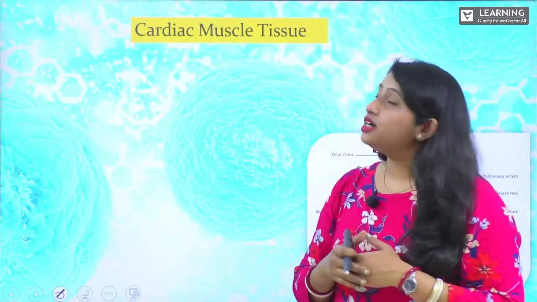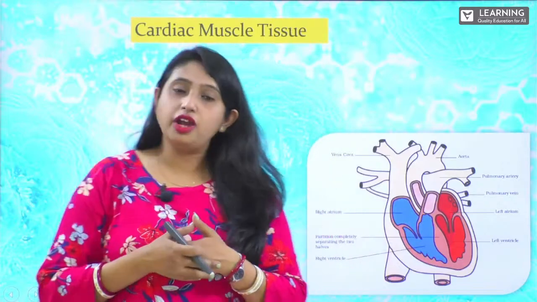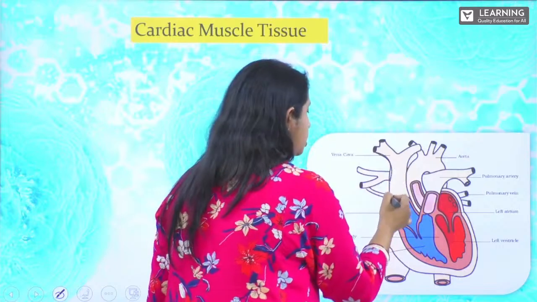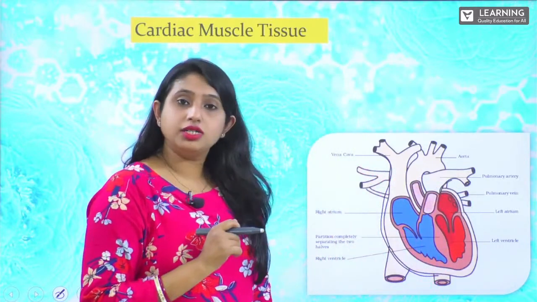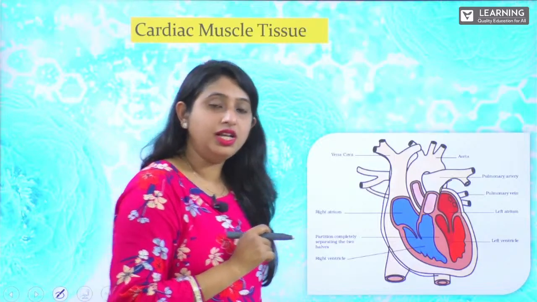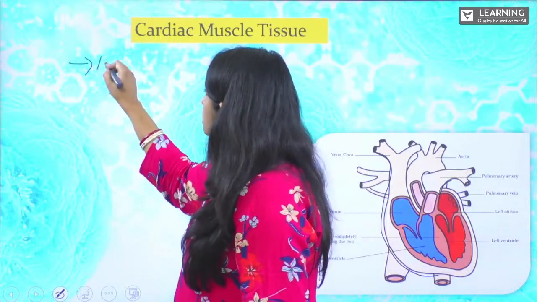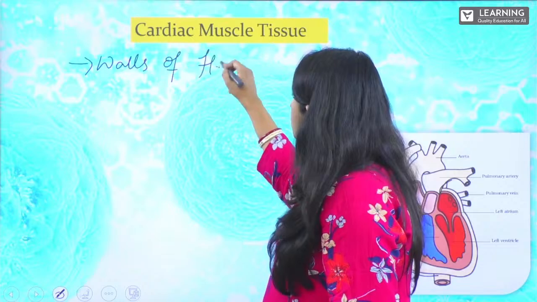So next is the cardiac muscle tissue. Cardiac muscle tissue, as you know, is present in the walls of the heart. So the walls of the heart are made up of which type of muscle? That is the cardiac muscle tissue. So where is it present? It is present in the walls of the heart.